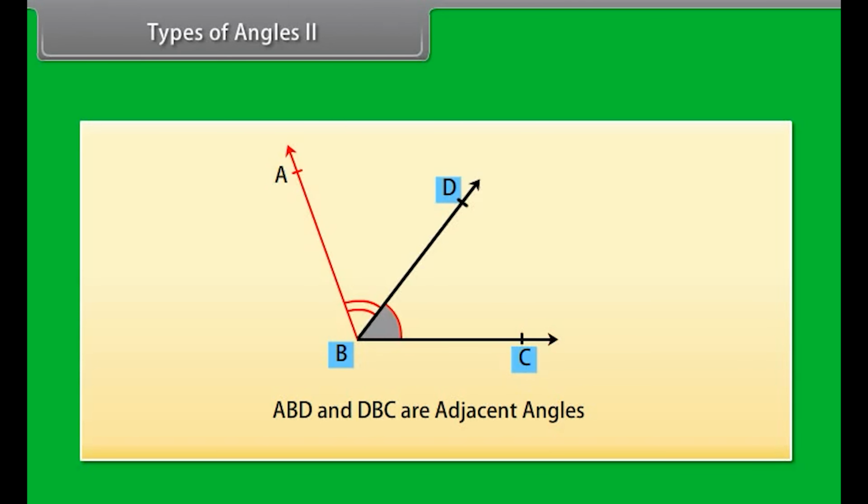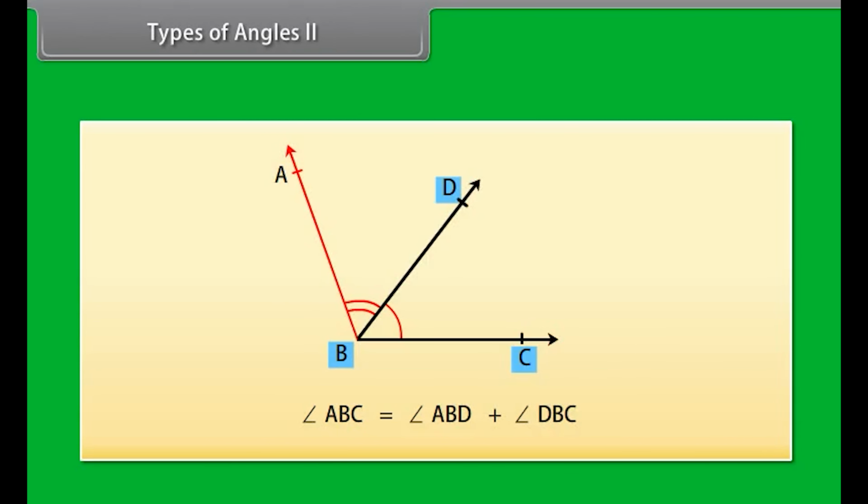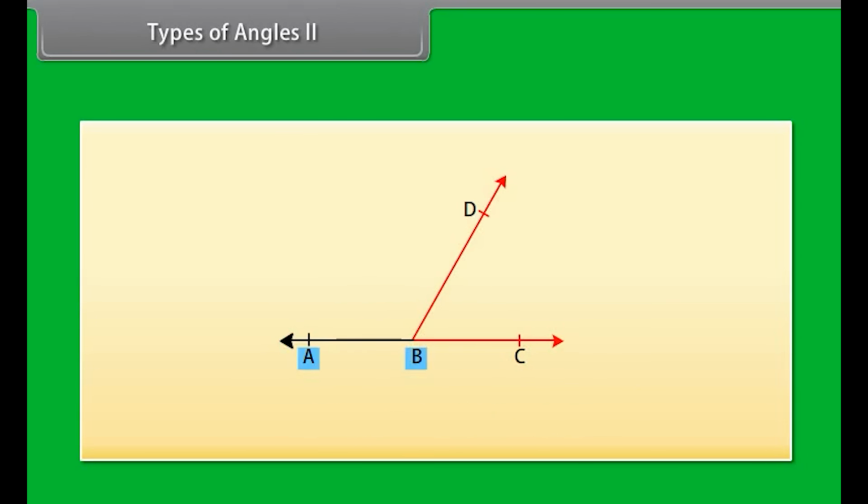Here ABD and DBC are adjacent angles. Ray BD is their common arm and point B is their common vertex. Ray BA and ray BC are non-common arms. Also, when 2 angles are adjacent, then their sum is always equal to the angle formed by the 2 non-common arms. So we can write angle ABC is equal to angle ABD plus angle DBC. If the non-common arms BA and BC form a line, then it will look like this. Then the angles ABD and DBC are called linear pair of angles.